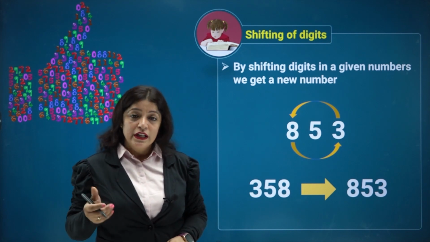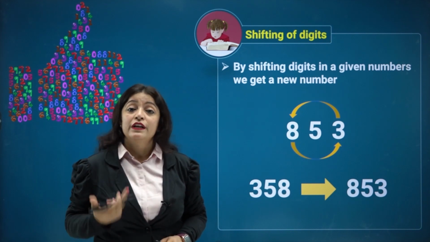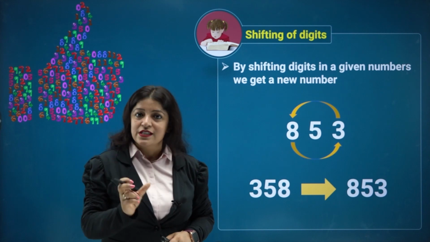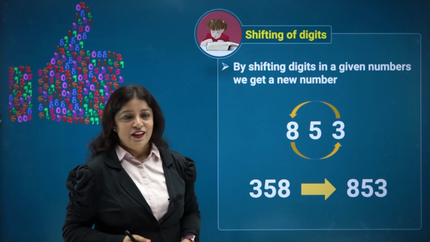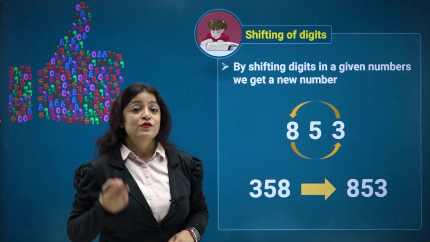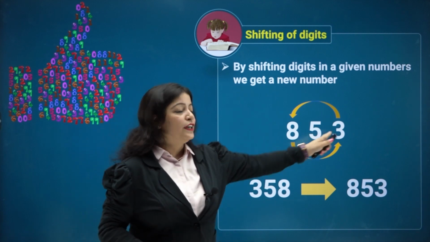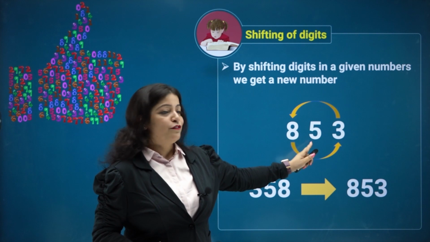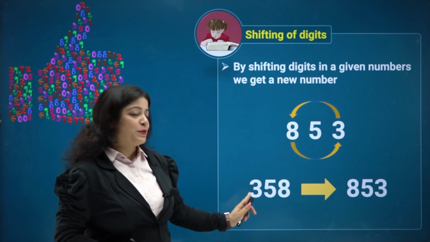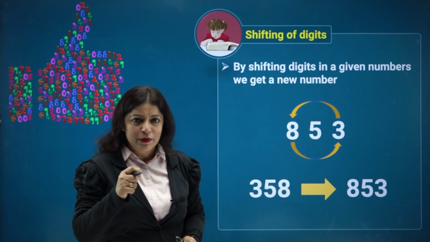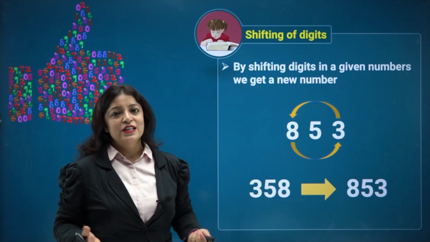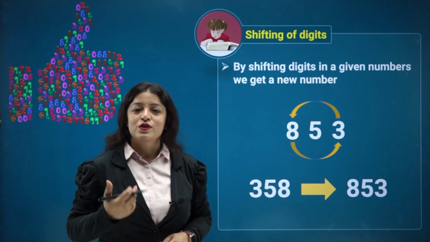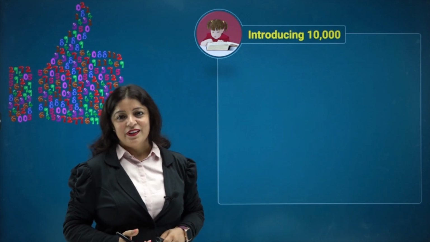So by shifting digits, you can form various numbers from a given set of digits. Isn't it interesting? So try a few more numbers which can be framed using these three different digits, 8, 5 and 3. One of them is 358 and 853. Let me tell you one more, 538. So in this manner, you can try with more such numbers.